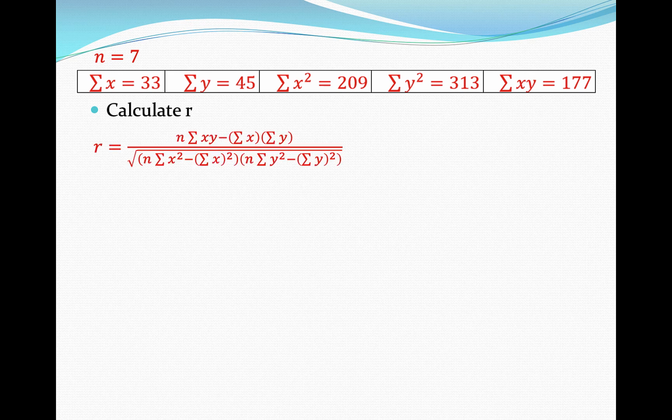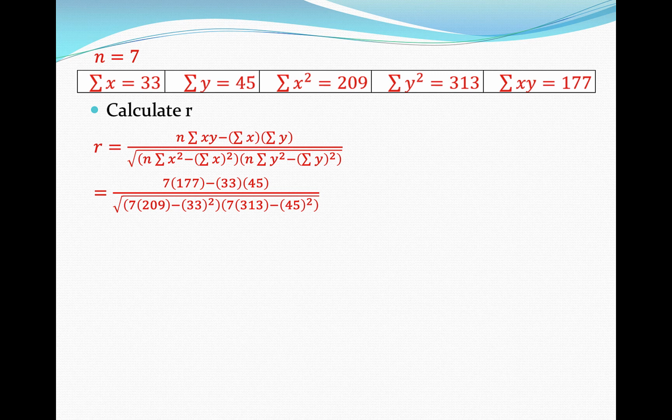So here's our R formula. It looks kind of messy, but if you break it down into parts, it's really not that bad, because now we know everything we need for this equation. If we start plugging stuff in, you can see across the top in the numerator, for N, we plug in our sample size of 7. The sum of the xy's is 177. The sum of the x's is 33. The sum of the y's is 45. So it's really just a matter of plugging the proper quantities in.